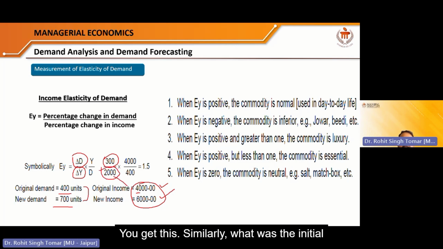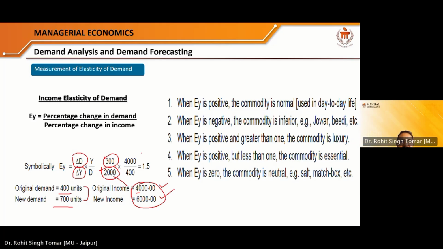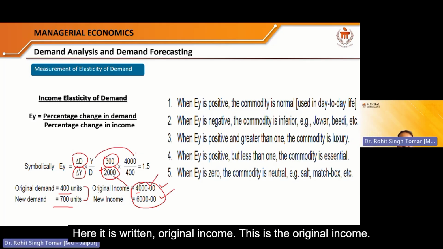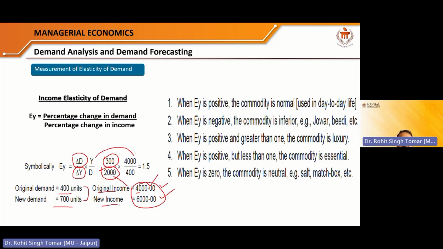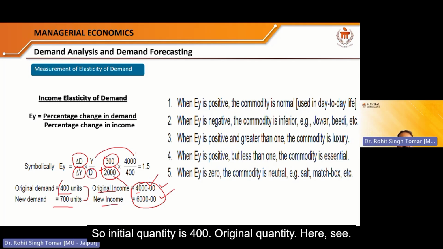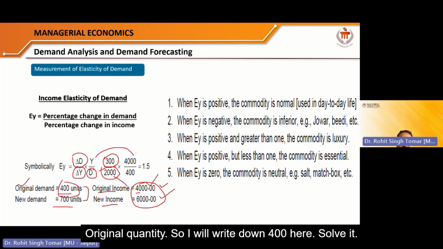Similarly, what was the initial income? The initial income, Y, is 4,000. Here it is written, original income. What is the new income? New income, and what is the initial quantity? Sorry, this is the initial quantity D. So initial quantity is 400, the original quantity. So I will write down 400 here.